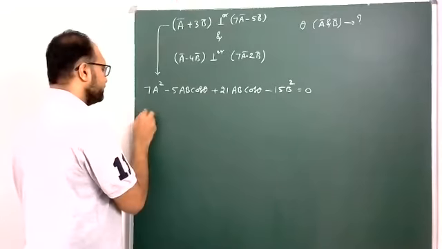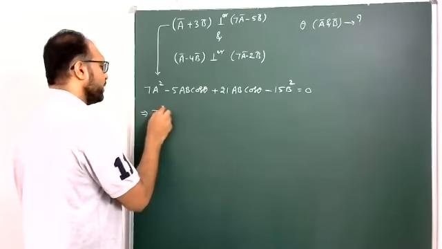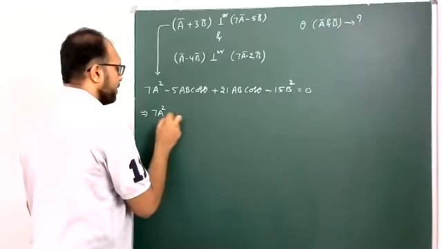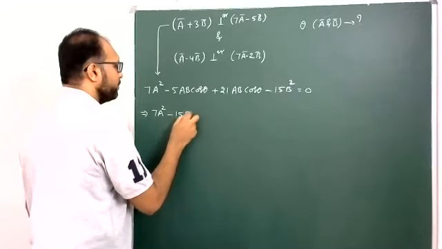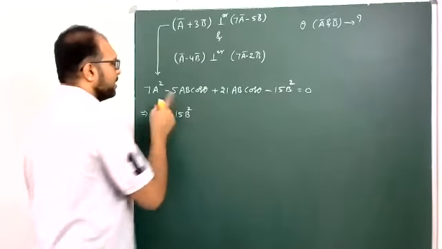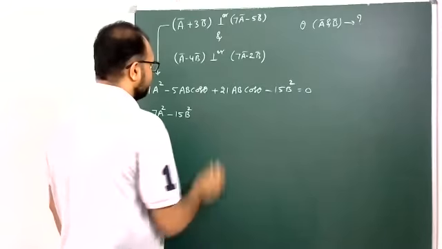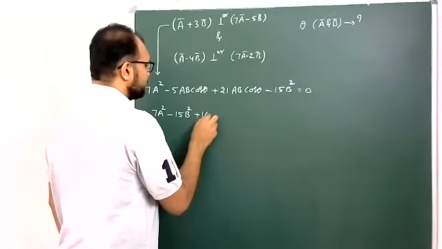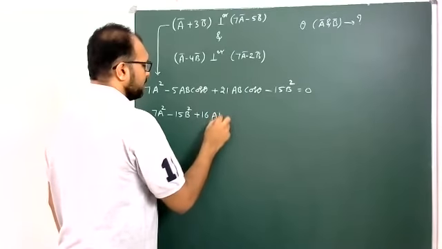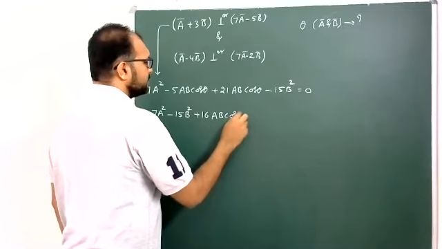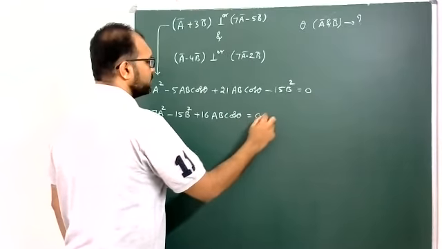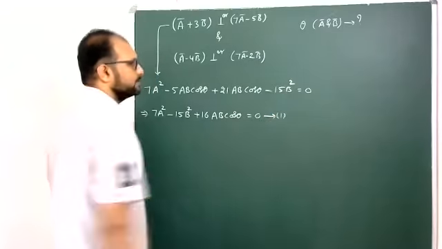Yes, now 7A square minus 15B square, minus 5 plus 21, so plus 16 AB cos theta equal to 0. Equation number 1.